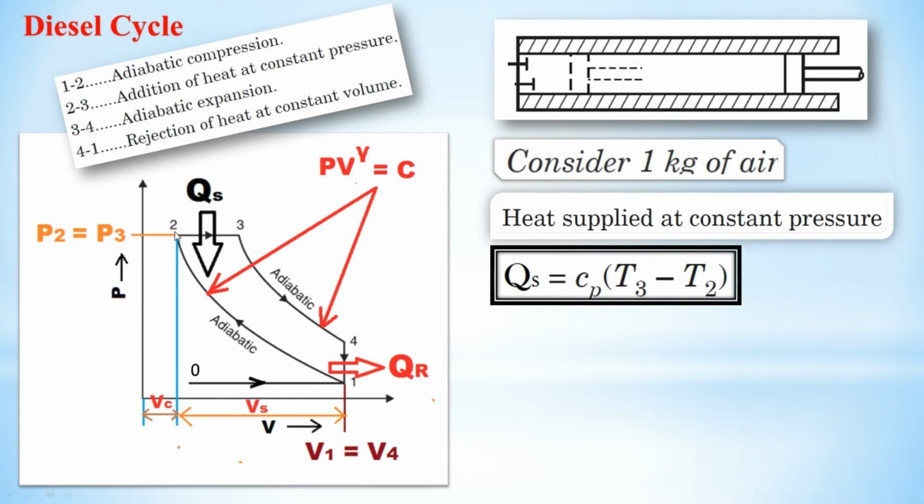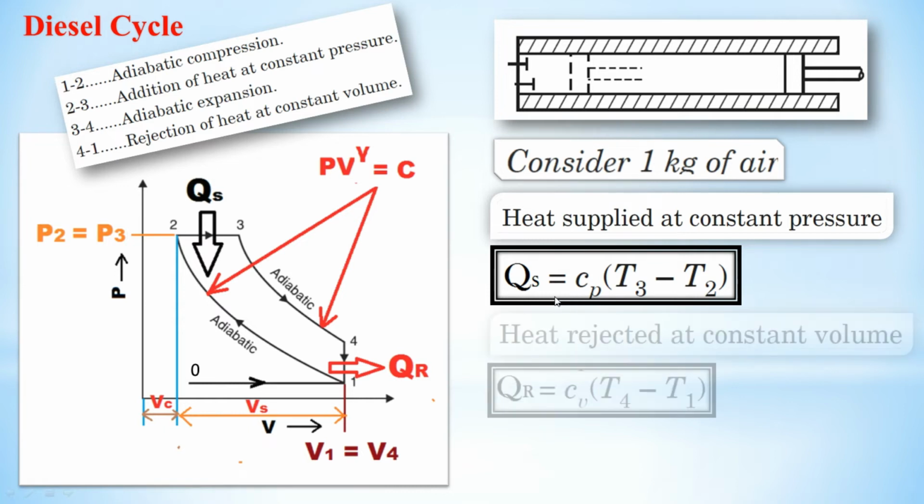So here the heat is supplied at constant pressure, so Q equals m Cp delta T, the heat supplied in process 2 to 3. The temperature is higher at point 3 as compared to T2, so the difference is T3 minus T2, with m equal to 1 kg, and we consider Cp because it is constant pressure heat addition. So this is the equation of heat supply.